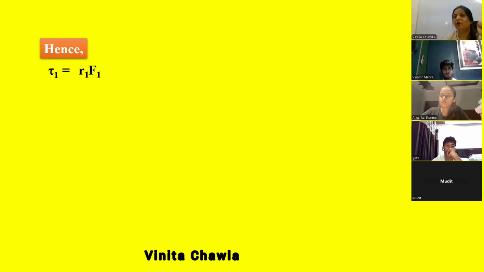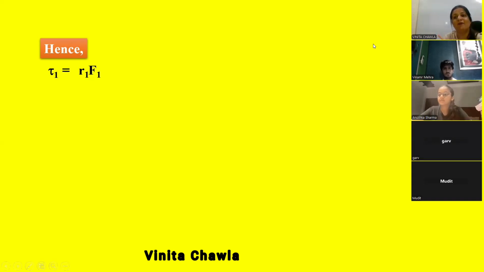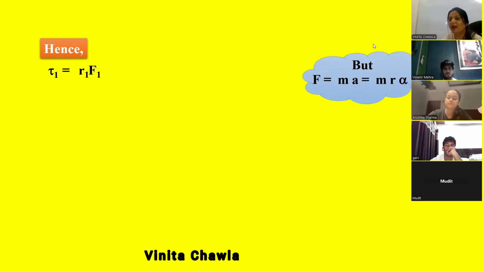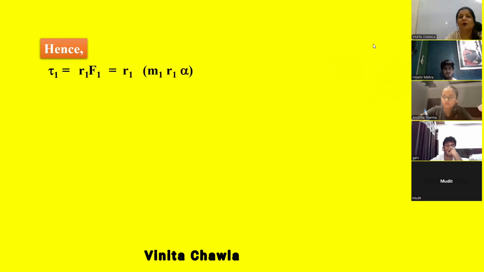So we can write torque for the first particle, which has mass m1, distance r1, linear velocity v1, and angular velocity and angular acceleration omega and alpha. We can write tau1 as r1 F1, but F is m a and a is r alpha. So we can write this as m1 r1 squared alpha. F is mass into linear acceleration, and linear acceleration is r alpha. So in place of a we have written r alpha.